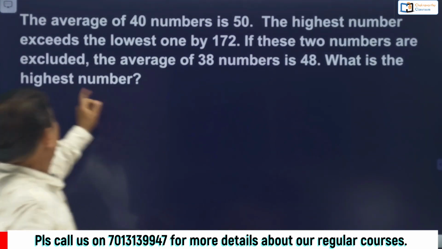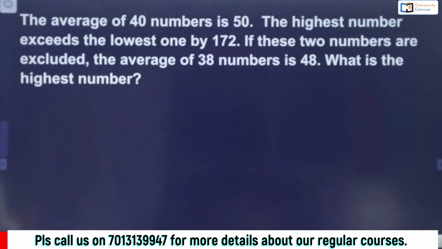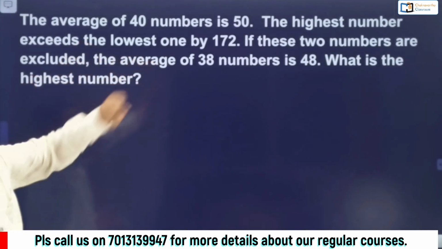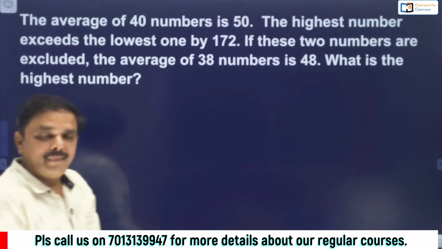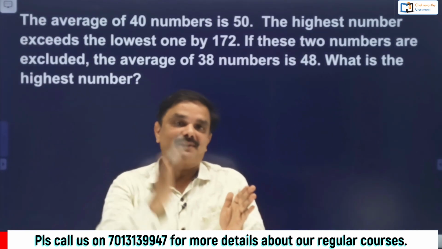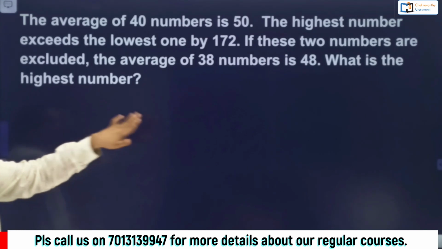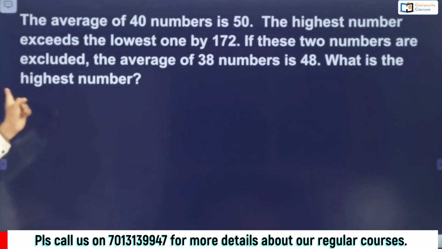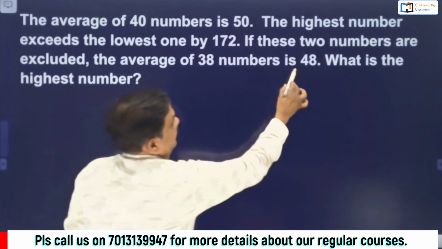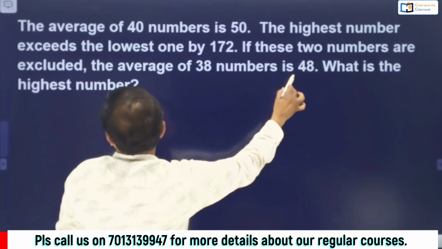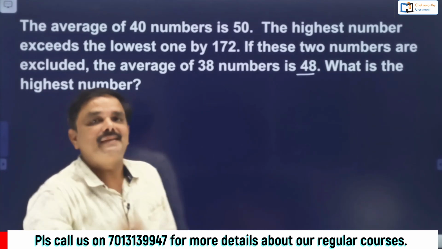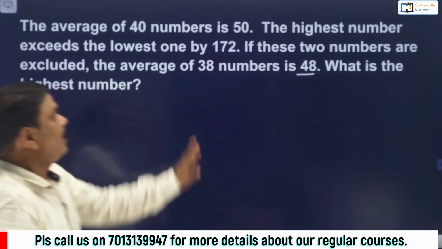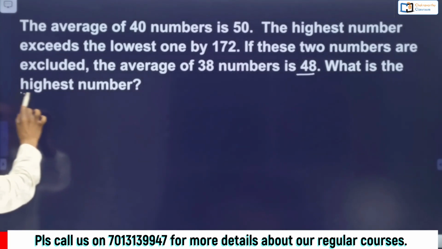Now, what they have given here: the average of 40 numbers is 50. Simple information. Then the highest number exceeds the lowest one by 172. That means they have given the difference between the highest and the lowest. Then, if these two numbers, the highest and lowest, are excluded, the average of the remaining 38 numbers is 48. Good question. You can do it very easily if you have proper basics. That is very important. This is the information, followed by what they are asking for: the highest number.